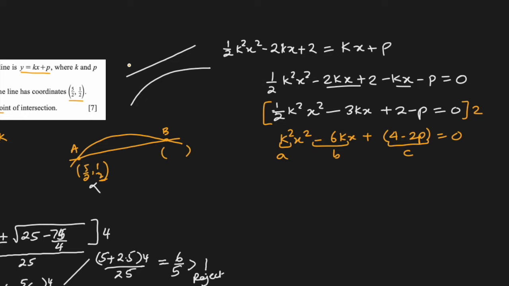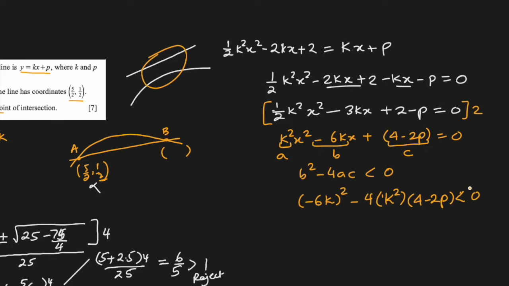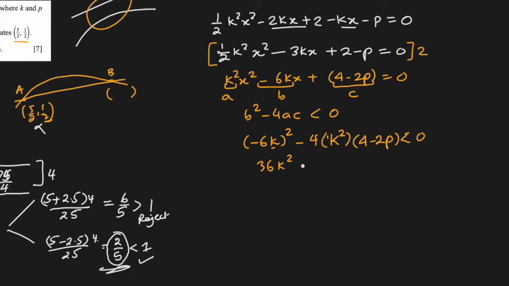Since we want no solution, no intersection of the two, the discriminant b square minus 4ac has to be less than 0, right? And that's what I do. B square will give me minus 6k square, minus 4 times k square times 4 minus 2p, has to be less than 0. So it will be 36k square minus 4k square times 4 minus 2p less than 0. So k square can be taken common. 36 is the only number left here, minus 4 times 4 minus 2p, less than 0.